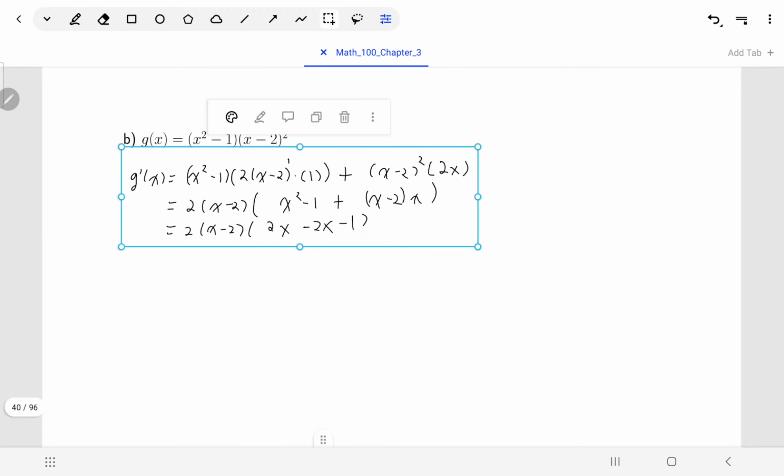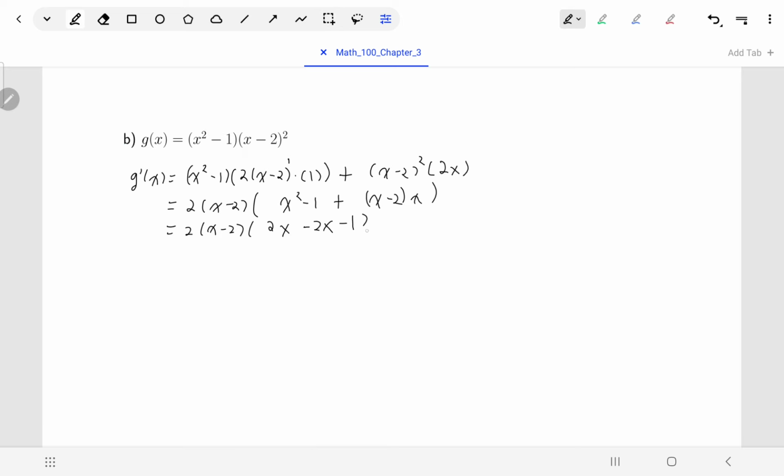Our first derivative is nice and continuous. We don't have any places where g prime is not defined. So for critical numbers, we would have to find where g prime is equal to 0. It's already been factored for us, so there's 2 places to consider. One of them is x minus 2 being equal to 0, which happens to be when x is 2. The other is when 2x squared minus 2x minus 1 is equal to 0. That doesn't factor very nicely.